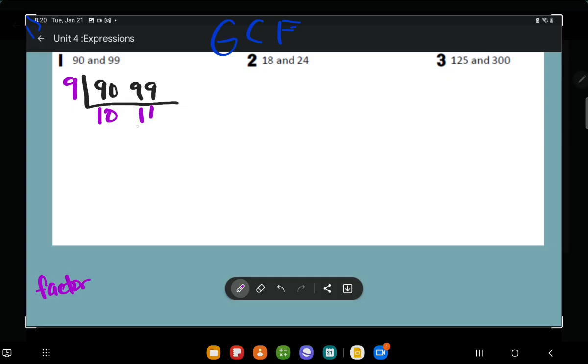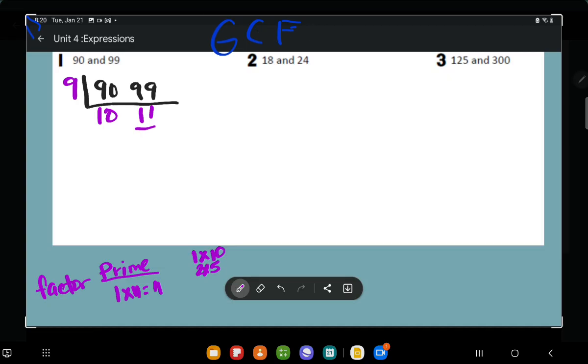Once I do my division and I have numbers at the bottom of my ladder, now we have to figure out if we're done or we need to keep dividing. In order to be done, one of your numbers has to be prime. So let's check these numbers. We got 10. Let's see how many ways I can make 10. 2 ways to make 10, so 10 is not prime. How many ways to make 11? 1 way. So 11 is prime. Since 11 is prime, I can stop.